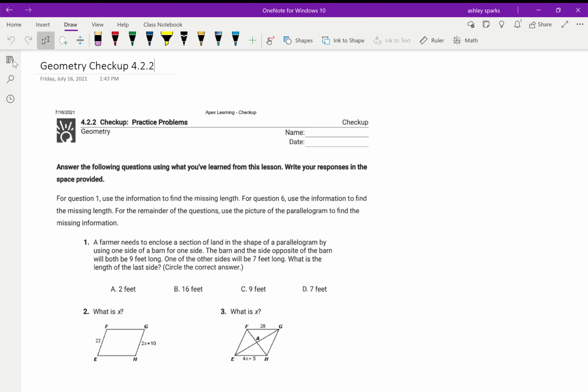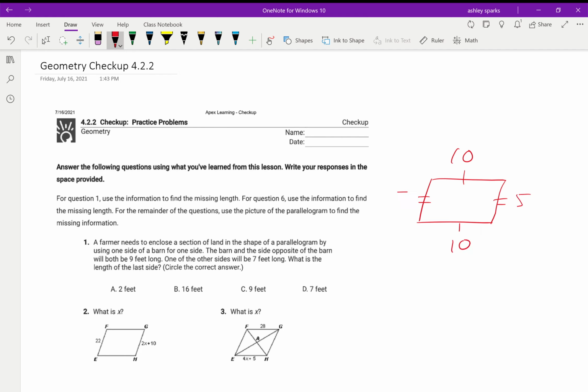So 4.2 is specifically about parallelograms. Parallelograms are shapes where we have two sets of parallel sides, and there's a few rules about parallelograms, which I'll go through throughout the course of this. The first rule about parallelograms is opposite sides are equal. So if I know that this is 10, the opposite side is also 10.